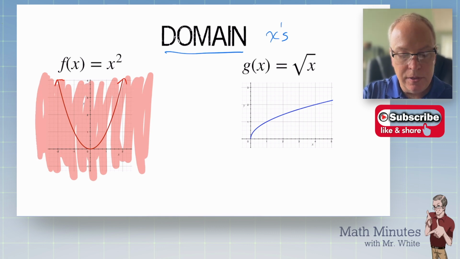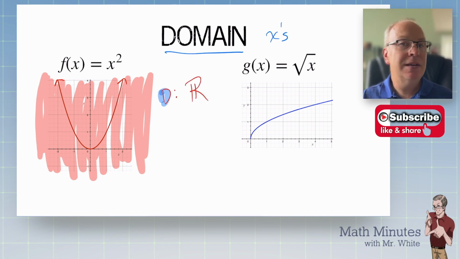So do you remember what the answer was? The domain was all real numbers on this one. And that's because it exists everywhere left to right.